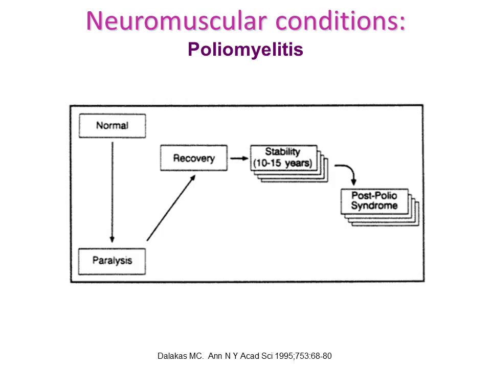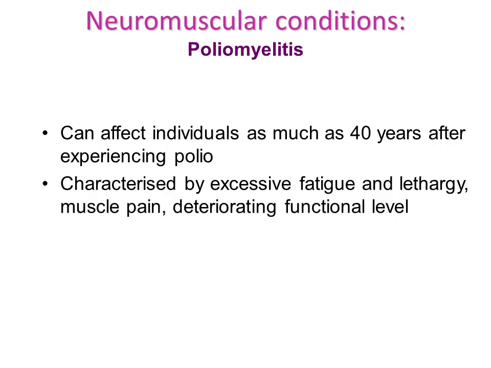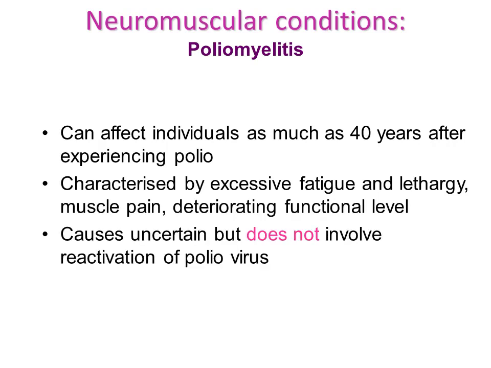Then after that there's the period of recovery, and there's a period of stability of several decades. And then for some reason later on, the second wave of problems occurs, known as post-polio syndrome. And that can affect individuals as much as 40 years after the initial polio infection. And people complain of excessive fatigue and lethargy, muscle pain, and their functional level deteriorates. And the causes are uncertain. There are some theories which we'll look at, but it doesn't involve reactivation of the polio virus.